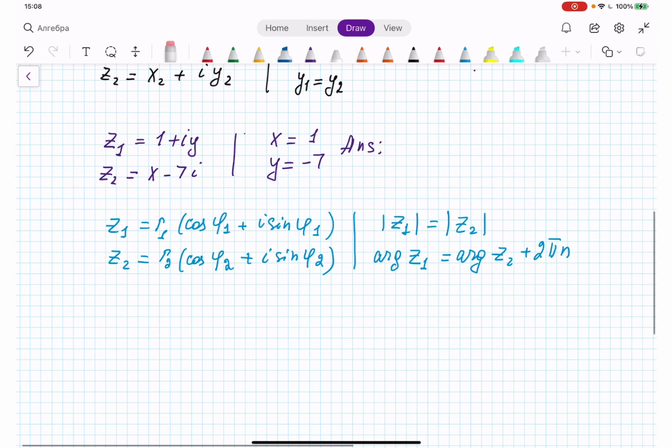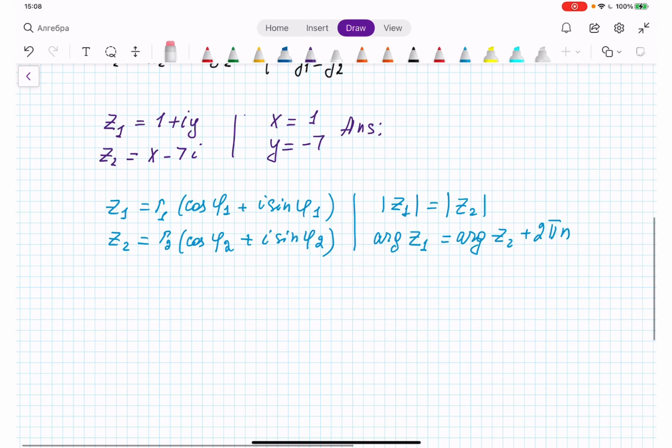Okay, and so that means if their moduli are equal and the arguments differ by a multiple of 2 pi, we still can say that they are equal complex numbers in trigonometric form.